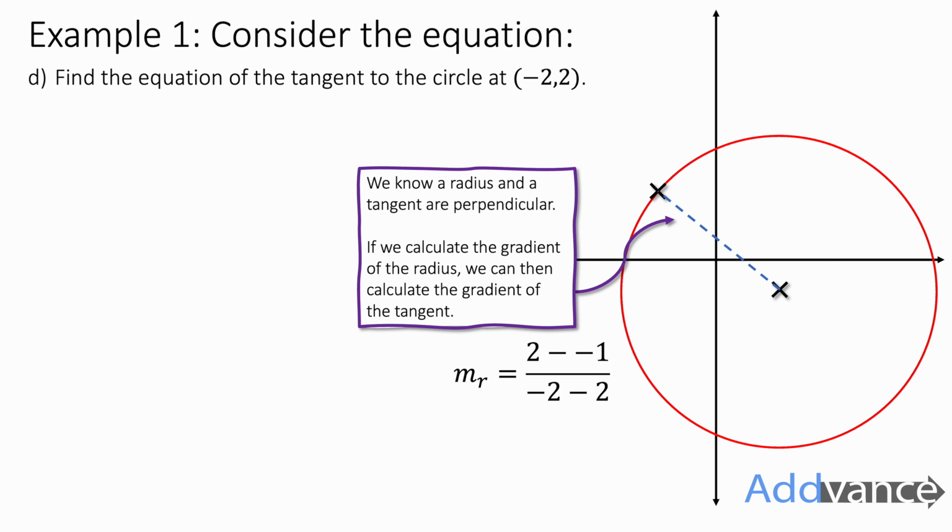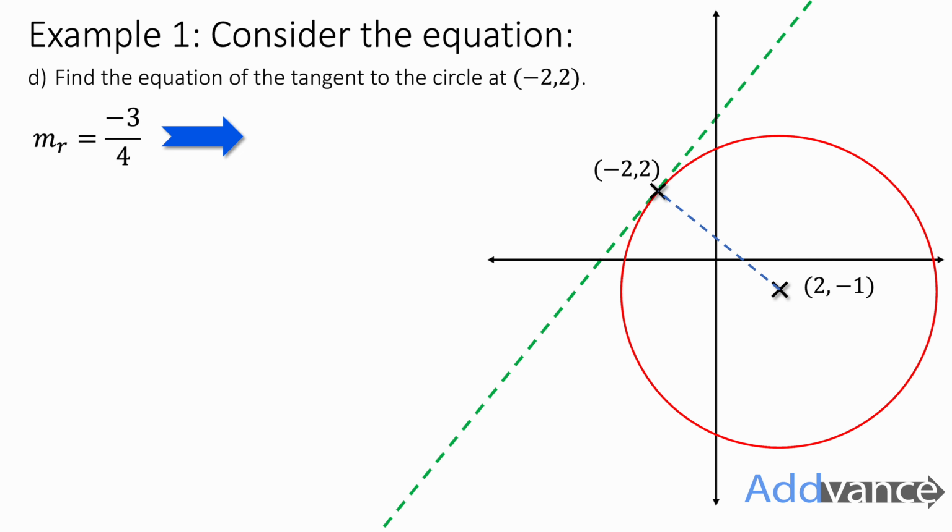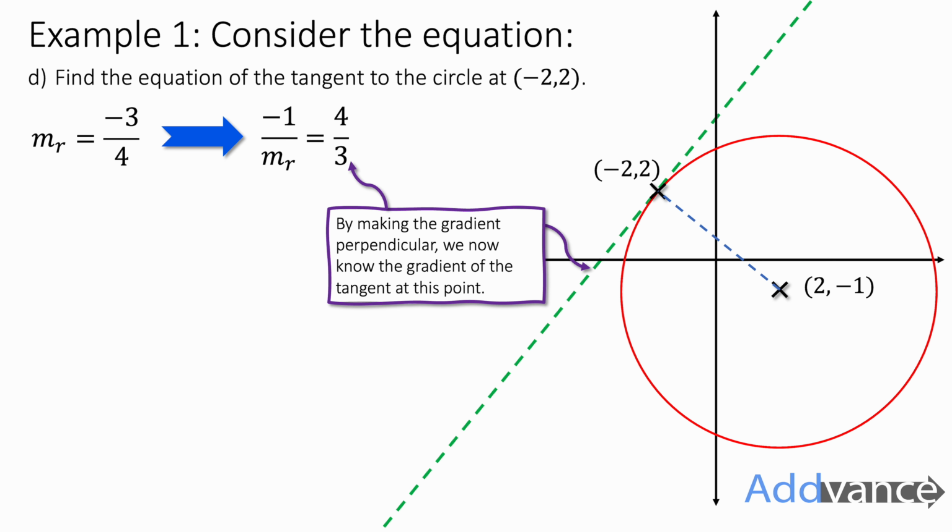So we use the equation y2 minus y1 over x2 minus x1, put those numbers in, and we calculate this to get minus 3 over 4. The gradient of the radius is minus 3 over 4, and therefore we can calculate the gradient of the tangent by doing the reciprocal gradient, minus 1 divided by that gradient. Just remember to find the perpendicular gradient is the minus 1 divided by the gradient to get the new gradient. We get the new gradient is 4/3, and so the gradient of the tangent is 4/3.